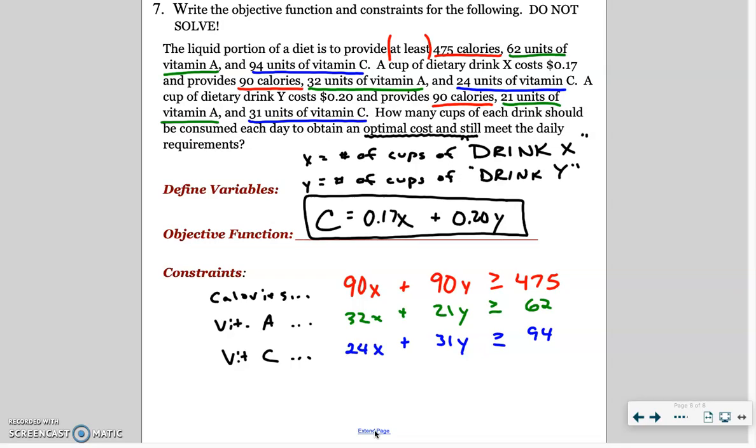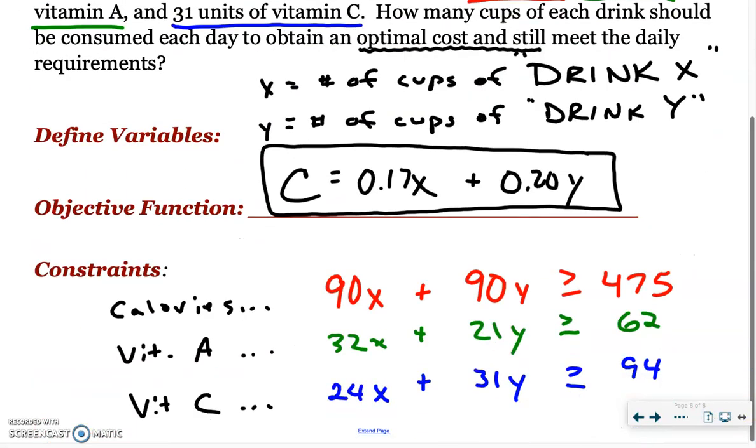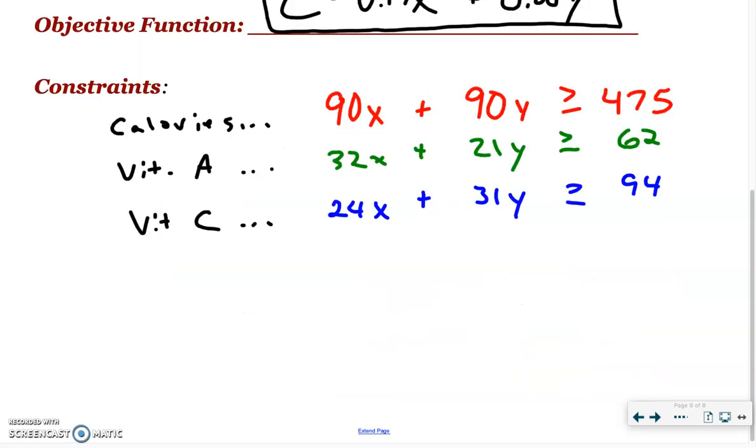Now on the surface, it may seem like we're finished. It may seem like we have all of our constraints and we're done, but please don't forget about what we always refer to as our obvious constraints. We know that even if drink X is the most disgusting, putrid thing that has ever existed, it's literally impossible for you to consume a negative amount of drink X. So for that reason, X has to be greater than or equal to 0. Similarly, Y has to be greater than or equal to 0.